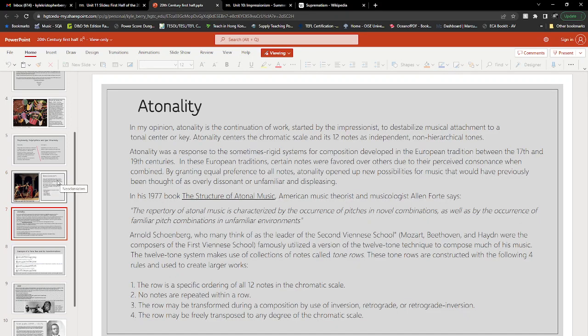On the other end of the spectrum, we have atonality. In my opinion, atonality, instead of rejecting the Impressionists and the Romantics and going to a time before those, is the continuation of their work. They began to destabilize this attachment to a tonal key or center, and atonality says, well, what if there was no tonal center? Instead of we're in the key of C, where C is now the most important note because all other notes are judged against C in the key of C, what if every note was independent? There's no hierarchy here. No notes are more important than any other notes.